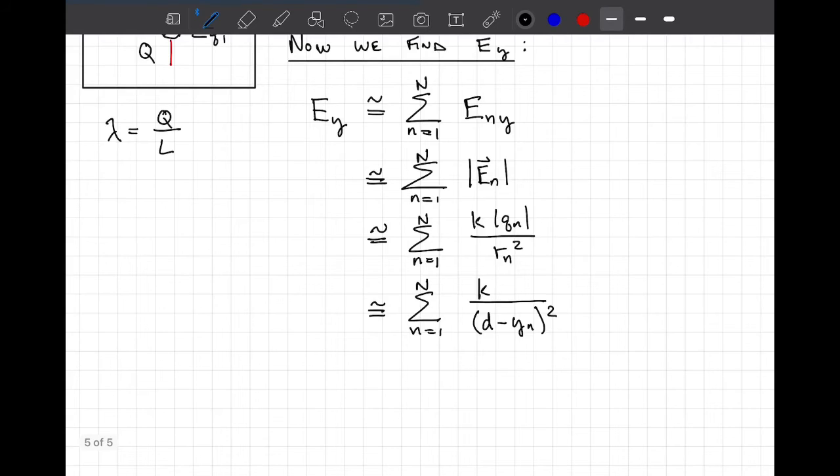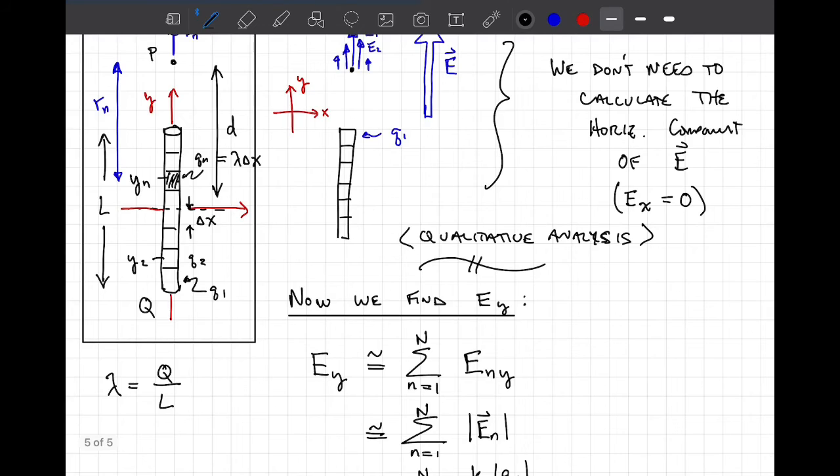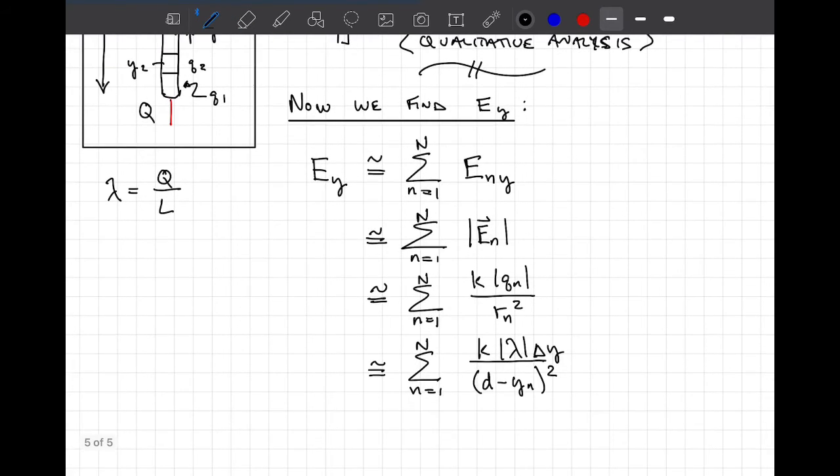So I'm going to write Qn in absolute value as lambda, absolute value, because that could be positive or negative, multiplied by delta x. Oh geez, not delta x. This is delta y. So this was wrong up here. This is actually delta y that I'm talking about. Delta y along the y-axis.